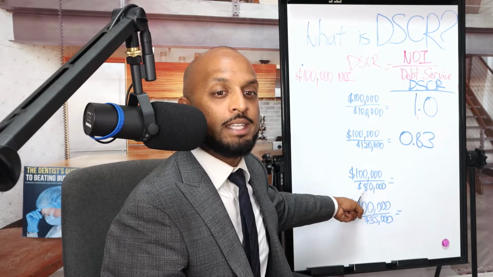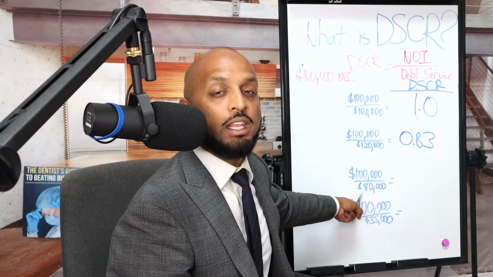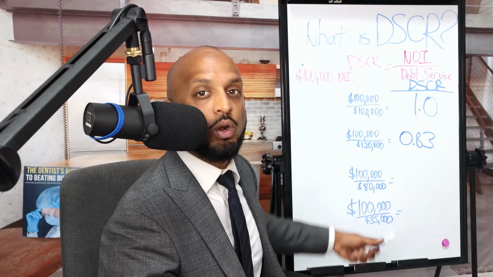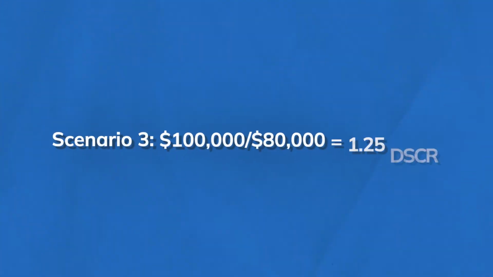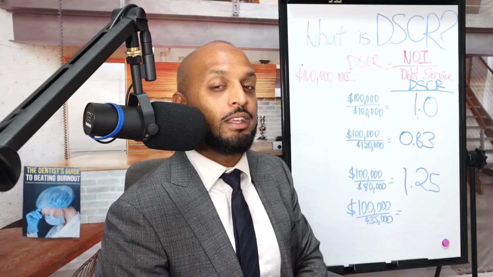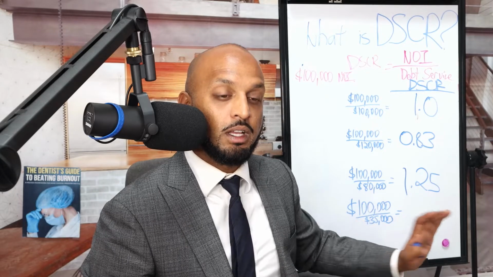Now, say the property generates $100,000, but interest rates are low, or we've got very favorable terms of our financing, and the debt service only costs $80,000. So now in this scenario, we actually have cash left over. What happens to the ratio? That debt service coverage ratio is 1.25. It's above 1 when the amount of money exceeds how much money we need to cover our debt.